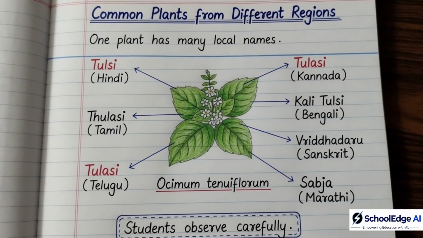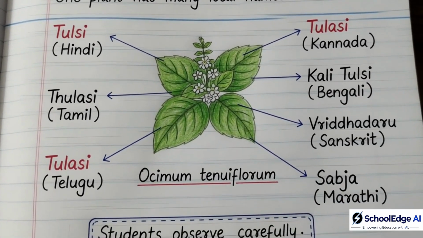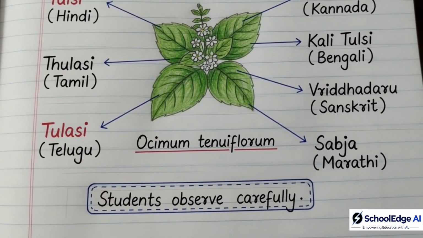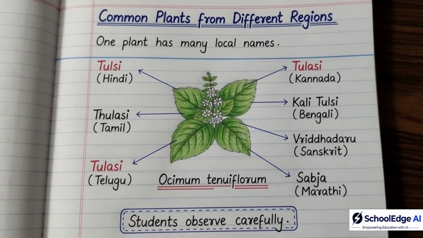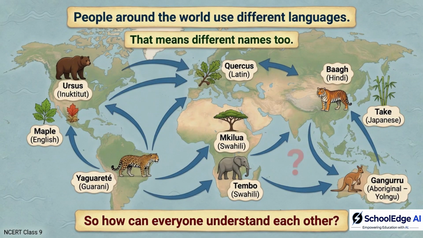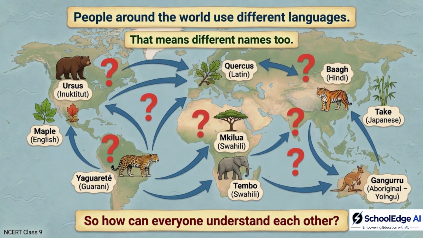Look closely. One plant has many local names. Can you spot the problem? What if scientists get confused? People around the world use different languages. That means different names too. So how can everyone understand each other?